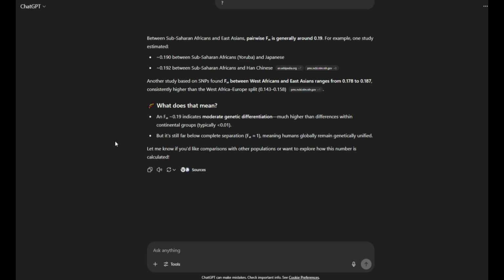Another study based on SNPs found FST between West Africans and East Asians ranges from 0.178 to 0.187, consistently higher than the West Africa-Europe split, 0.143 to 0.158. An FST of 0.19 indicates moderate genetic differentiation, much higher than differences within continental groups, typically around 0.01. But it's still far below complete separation, FST approaching 1, meaning humans globally remain genetically unified.